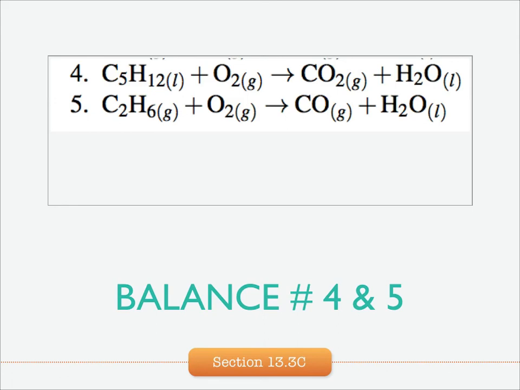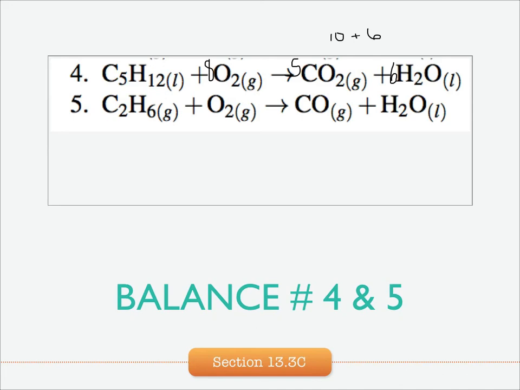All right, so on the first one, we're going to try to balance. We're going to put a 5 here, balance the carbons. We need 12, so we'll put a 6 here. That looks good. So we've got 5 times 2 is 10 oxygen, 6 times 1 is 6. So we got 16 oxygens, so we need an 8 here. This is one that you didn't have to double.